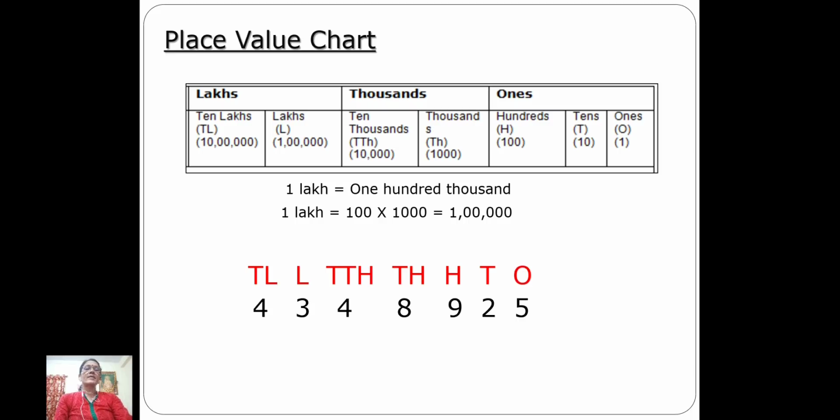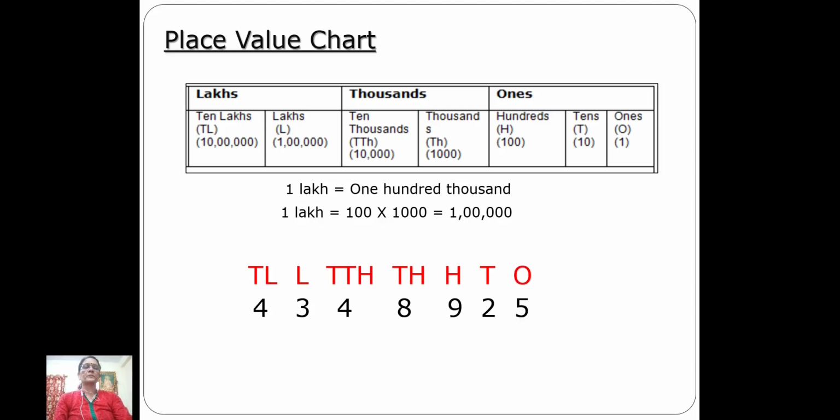So how many periods are there? Ones, thousands, lakhs. Ones has how many places? 3 places. Thousands has 2 places and lakhs has 2 places, and they are lakhs and 10 lakhs. In ones how many places are there? Ones, tens, hundreds. In thousands, 2 places: 1000, 10,000. Right, children?